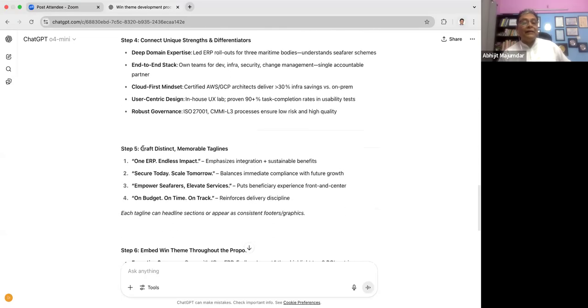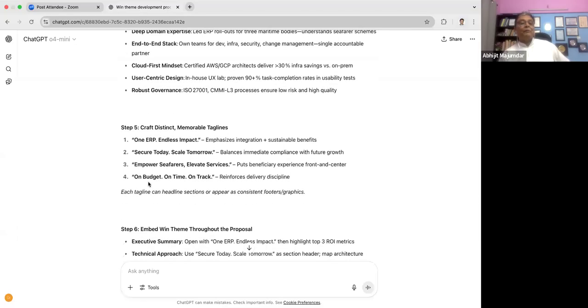And then it is crafting memorable taglines. One ERP, endless impact. Secure today, scale tomorrow. Empower seafarers, elevate services. On budget, on time, on track. So now it is even creating the taglines for you.